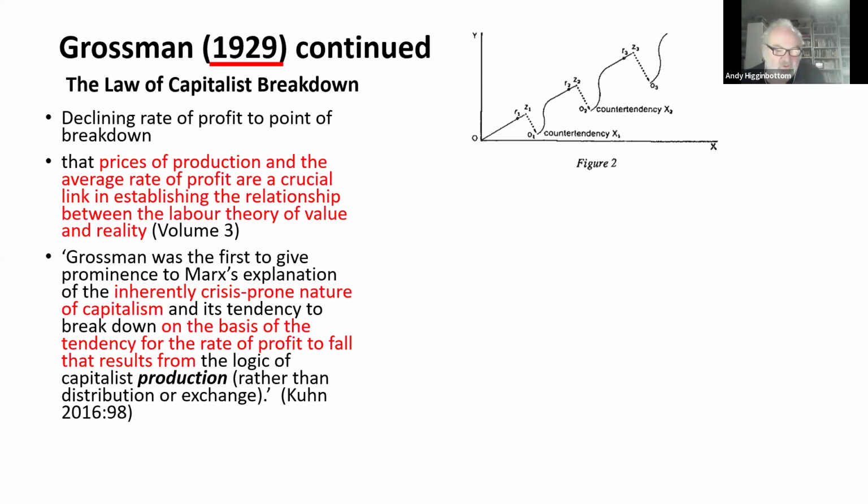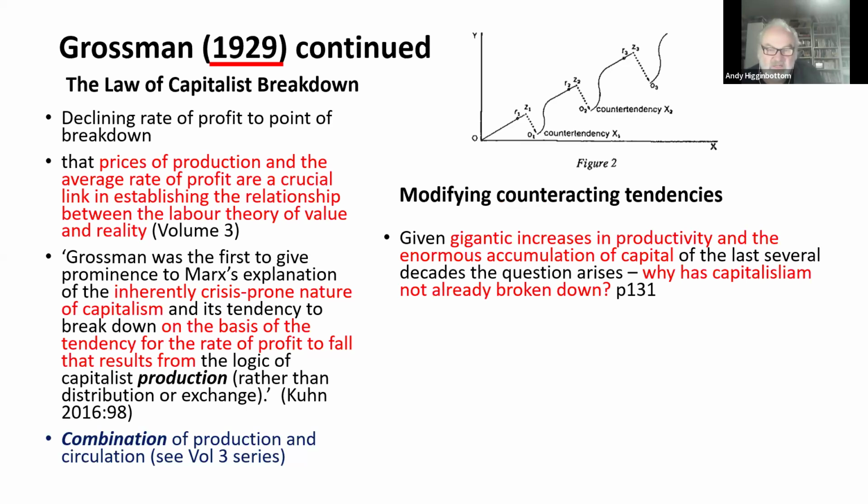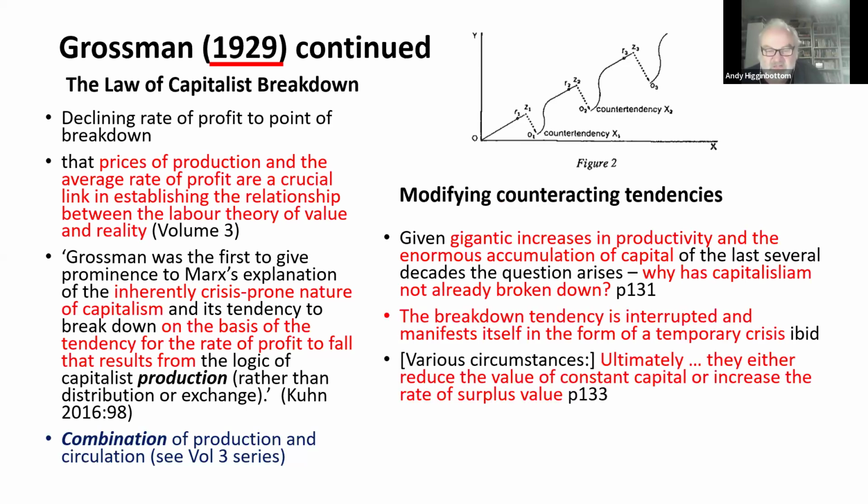This is a quote from Kuhn, and as Kuhn says, he's bringing out the logic of capitalist production. In actual fact, once again, I'm going to put my slight caveat on this: it's actually the combination of production and circulation, which we see in volume 3. It's not just production, it's how they combine in reality, right? Now then, Grossman has two categories of modifying counter-tendencies. The first are the internal ones, and the second are the overseas ones, the external ones, right?